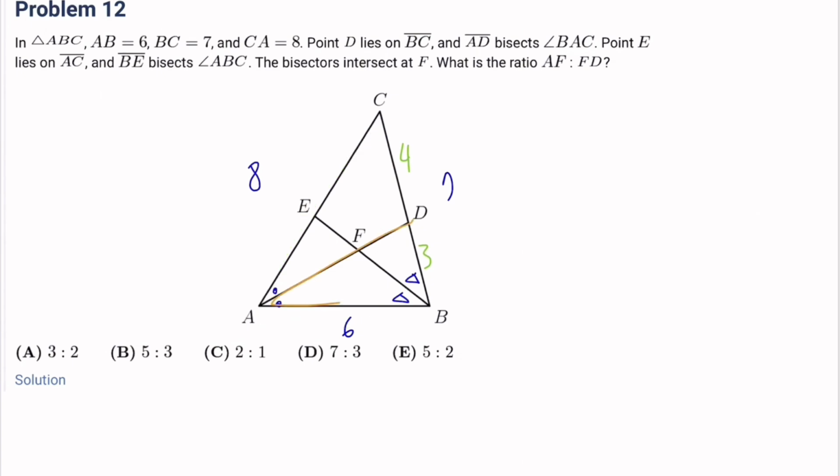And now we can use this triangle to see AF to FD. That's going to be 6 to 3. So AF to FD, this is going to be equal to 6 to 3, which is 2 to 1. So 2 to 1 is our answer.